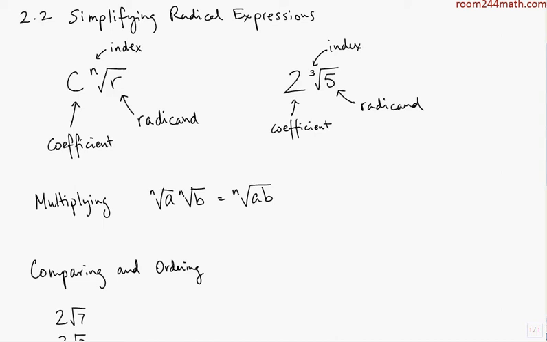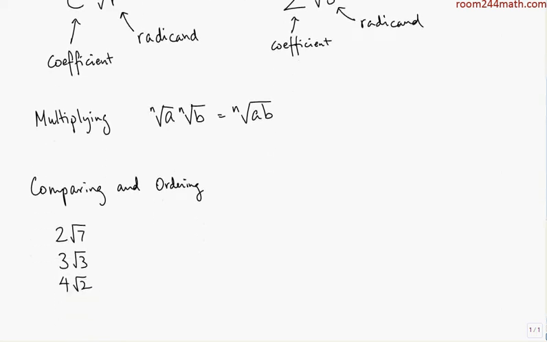So if you have the square root of a times the square root of b, that is the square root of the product ab. Similarly, if it were the cube root of a times the cube root of b, that would be the cube root of the product of a and b. But you cannot simplify in any meaningful way the square root of a times the cube root of b. It doesn't work.